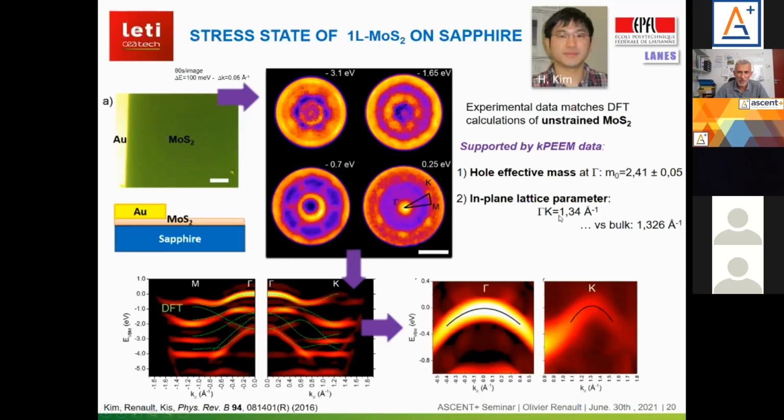And if you measure the gamma K distance and the in-plane lattice parameter, you find it very, very close to the bulk situation, which means that in this particular case of van der Waals epitaxy, you have molybdenum disulfide domains that are almost completely decoupled from the substrate, which is expected for this deposition technique. So you have a very easy and very precise way to address the stress state of your 2D material film.